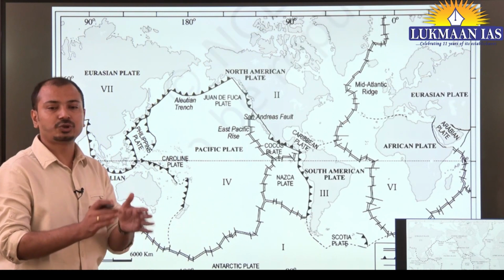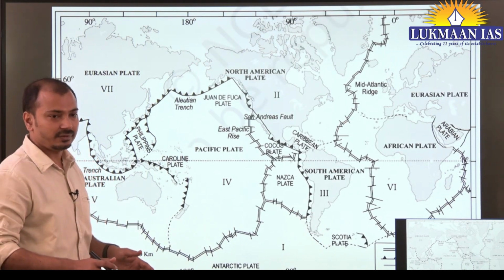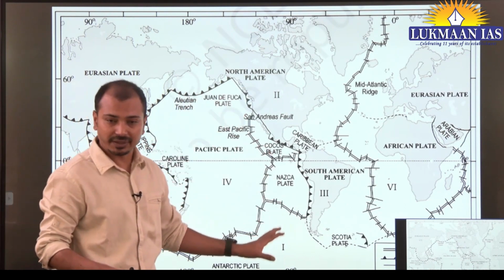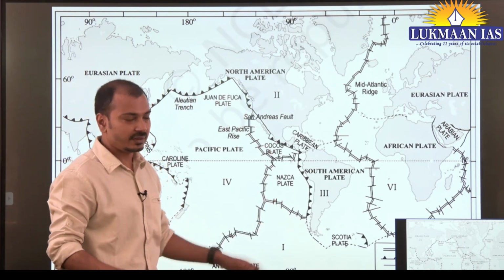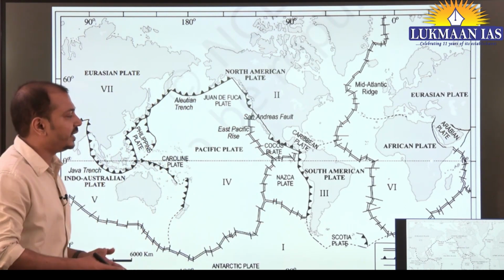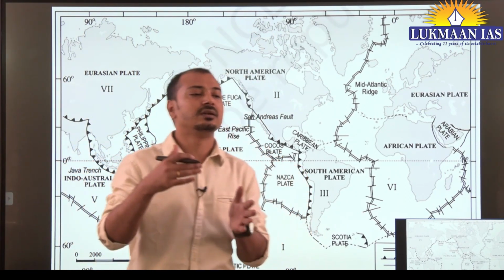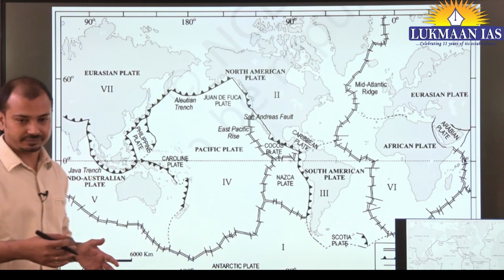Okay, size में वो छोटे हैं. Fine. So what we have to remember is major plates. 7 major plates. Now there is one explanation on how Indian plate moved towards the present day location.